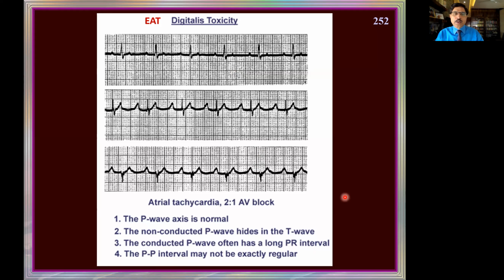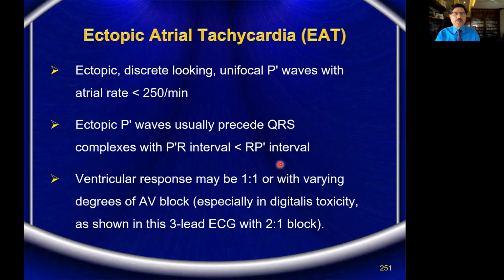So in order to diagnose EAT or ectopic atrial tachycardia, the following conditions need to be fulfilled. We must have an ectopic origin of the P wave as seen by a discrete looking P wave. This must be always of the same type. And when it is conducted, it will be seen before the QRS. When it is non-conducted, it hides in the T wave, P on the T, and the rate should be less than 250.